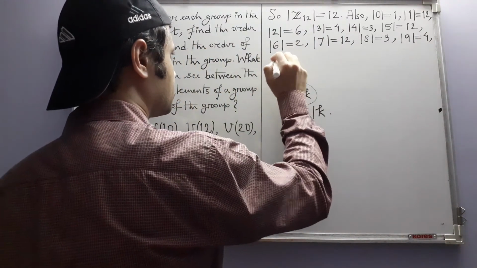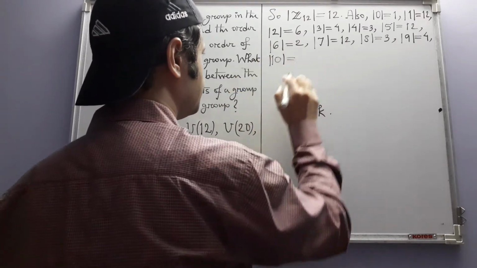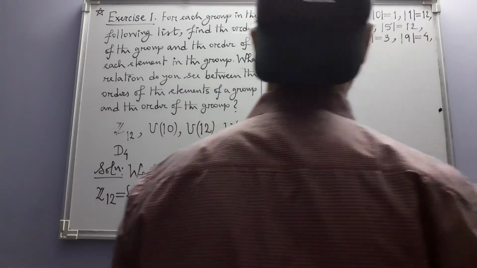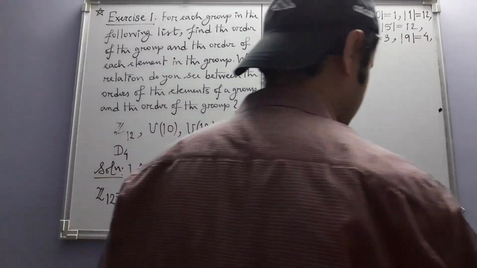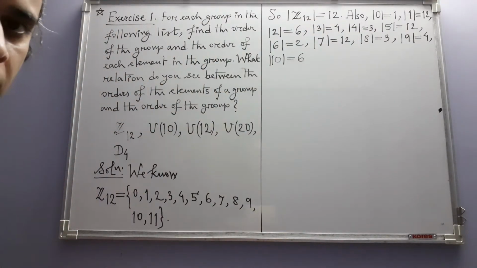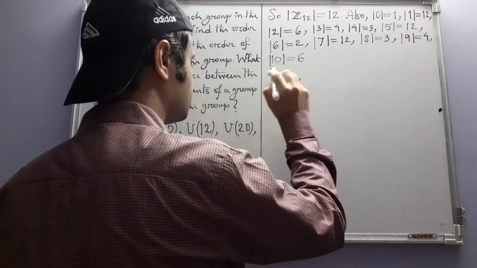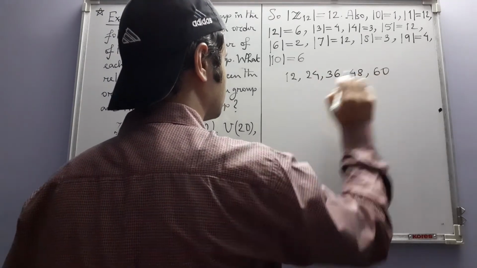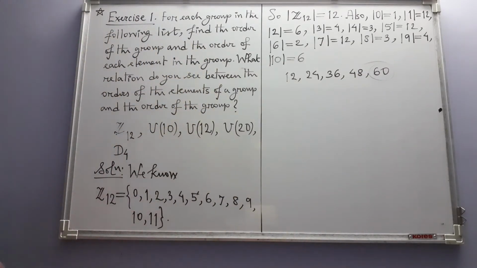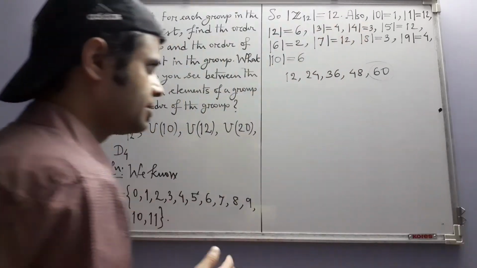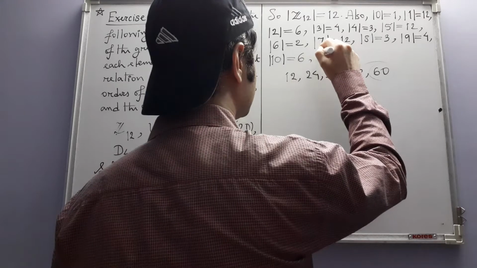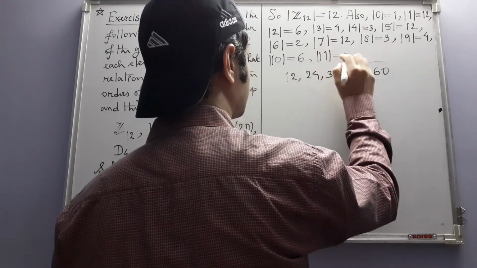Then what about 10? So this will be 6, because among the multiples of 12, the smallest one that is also a multiple of 10 is 60. You can see the positive multiples of 12 are these. So this one is only divisible by 10 also. So that's why you have to add 6 tens to get the first multiple of 12. So that's why the order is 6. And finally 11 is relatively prime to 12. So here the order must be equal to 12.